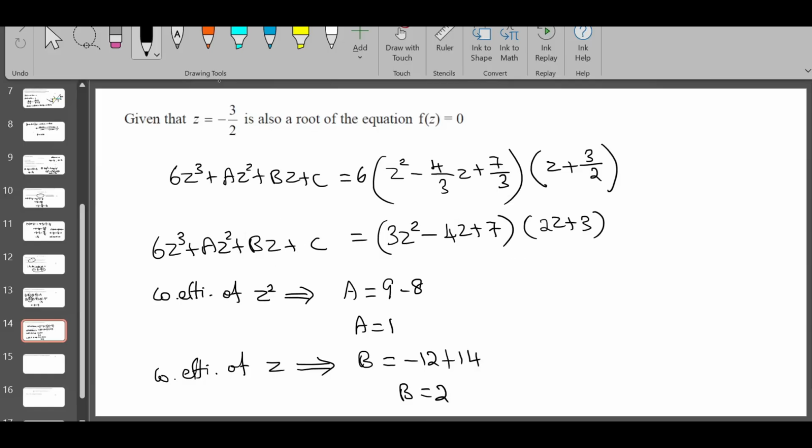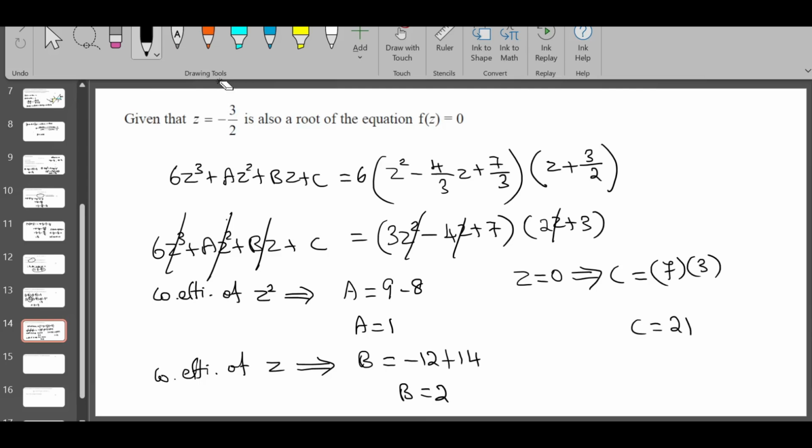And then you can compare the constant term and replace z by some value. I'm going to replace z by 0. So this is 0. c is equal to, these two terms are 0, 7 times 3. c is equal to 21. That's all. We got the values of a, b, c.